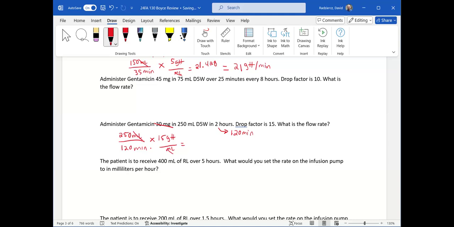And then you'll get 250 times 15, divided by 120. And then you'll get 31.25. Like I said, we can't give them partial drops, so that would just be 31 drops per minute.